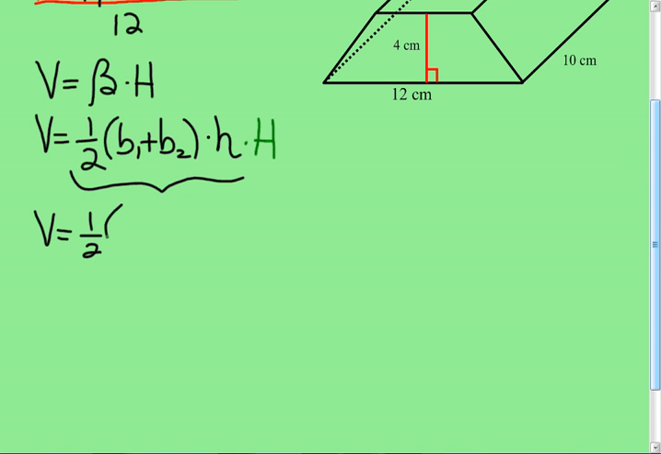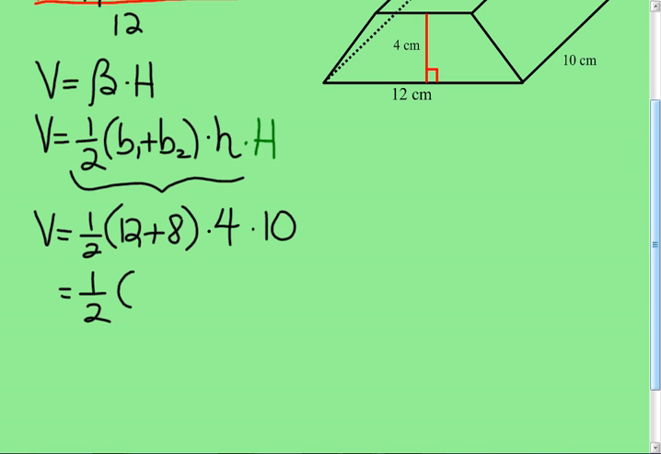My bottom base is 12. The top base is 8. Now, if I want to take the 1/2 through there, I do have to use the distributive property, but I'd rather add first, then I don't have to distribute. The height of the trapezoid is 4, and it looks like the height of the prism is 10. Is it easy to lose a number? Yeah, it really is. You might forget one of the heights.